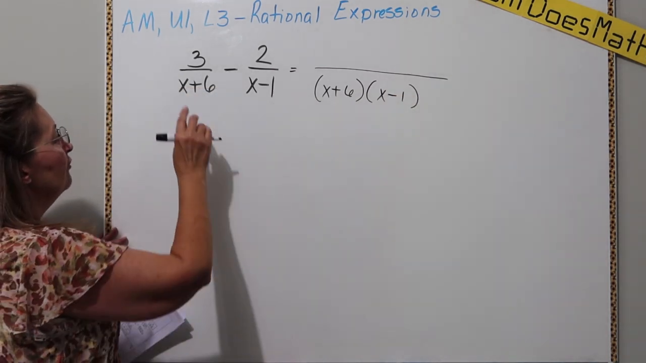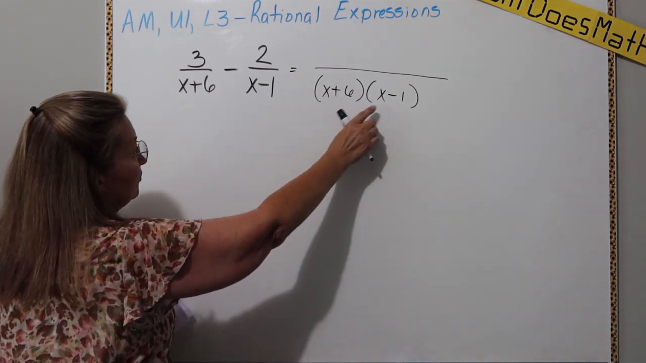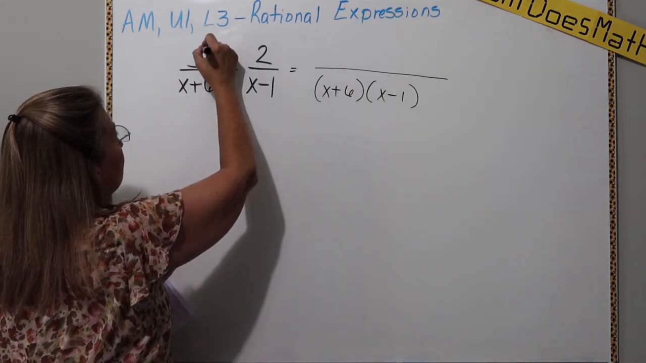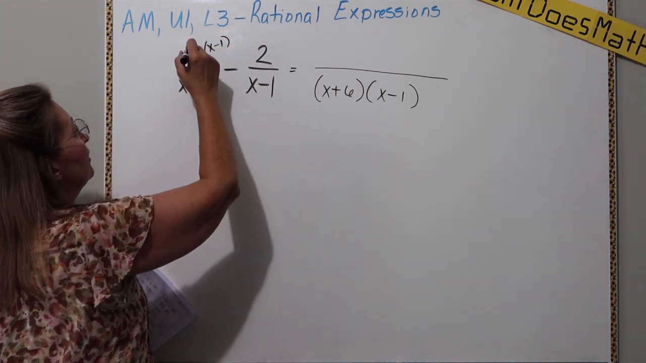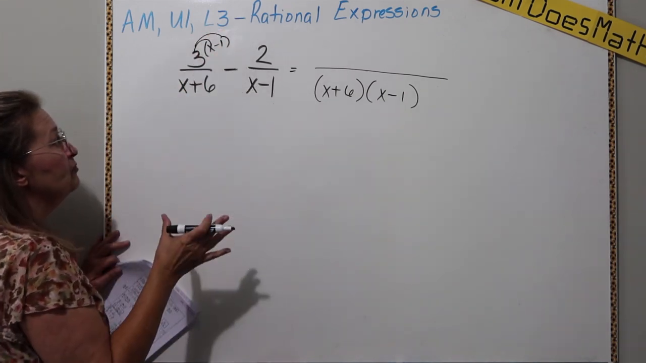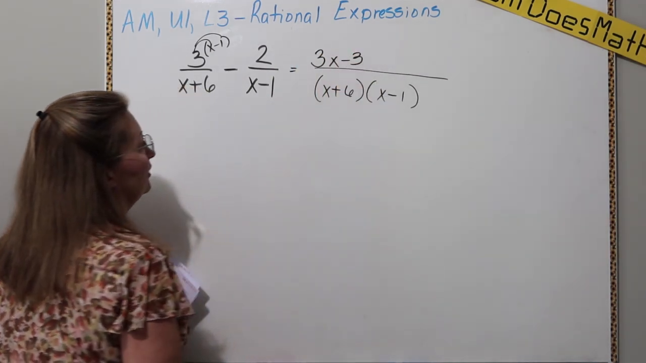Now you ask yourself, what did you multiply this by to get your new denominator? Well, it's multiplied by x minus 1. So we're going to multiply here by x minus 1. Now if you want to, you can go ahead and distribute at this point. Save yourself a step. It's going to be 3x minus 3.